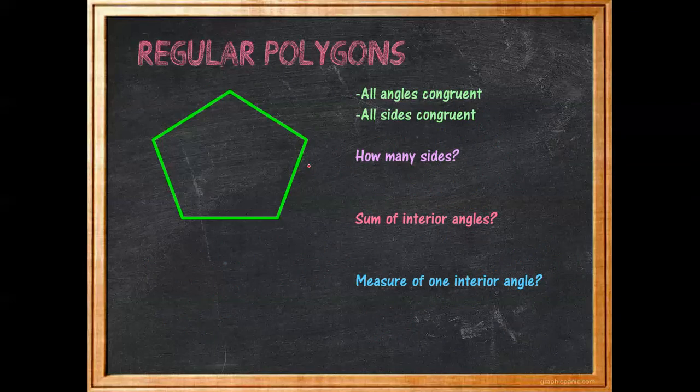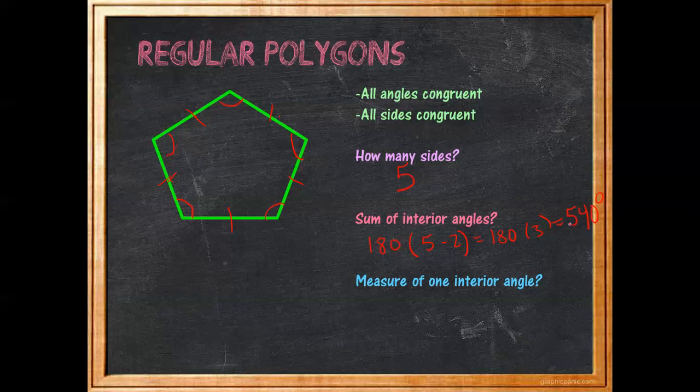Now, if we're given just a regular polygon here, remember a regular polygon means that it's equilateral, so it has equal sides, and it's equiangular, so it has all equal angles. So we know that all the angles are equal, all the sides are equal. So on this one, how many sides? 1, 2, 3, 4, 5 sides. So now we're going to find the sum of the interior angles. So we would say 180 times 5 minus 2, so that equals 180 times 3, which equals 540.